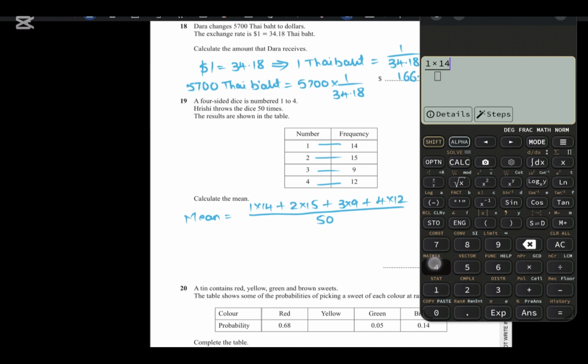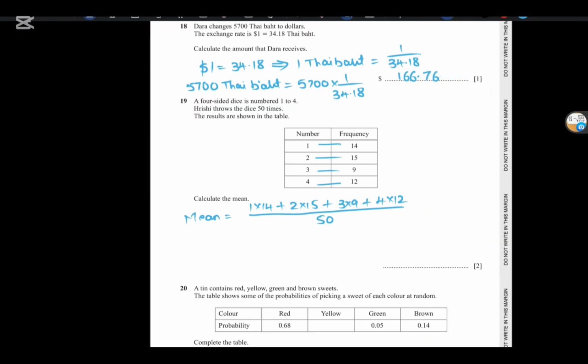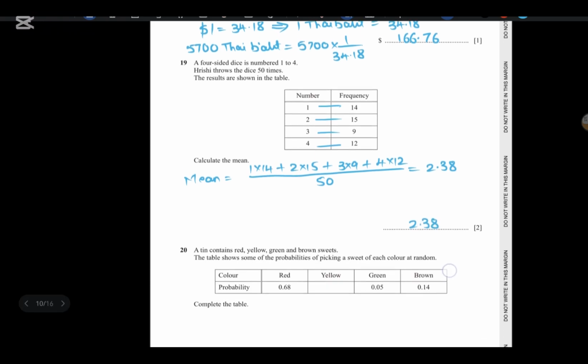1 into 14 plus 2 into 15 plus 3 into 9 plus 4 into 12, divided by 50, is 2.38. So mean is 2.38. Question 19 is done. Now 20.